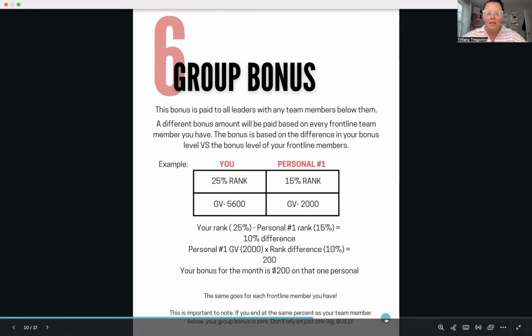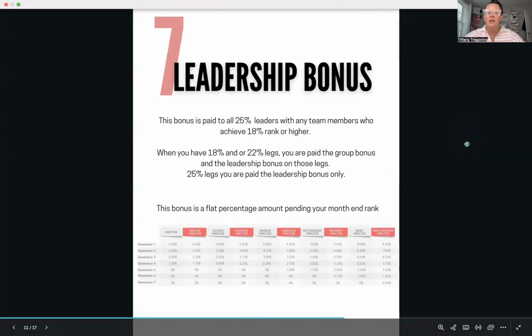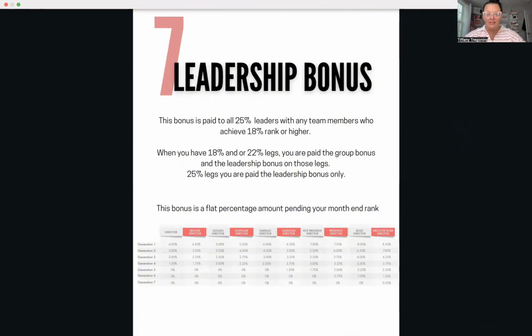All right. Now, we're going to go into leadership bonus. So leadership bonus is for all 25% leaders. You have to make it to the 25% rank before you start being paid this leadership bonus. So this is for 25% ranks that have a frontline team member that has achieved 18% or higher. This is how you're paid on your 18%, your 22%, and your 25% legs.